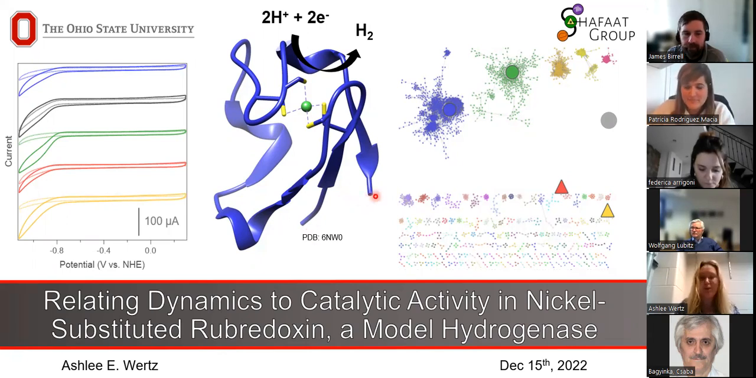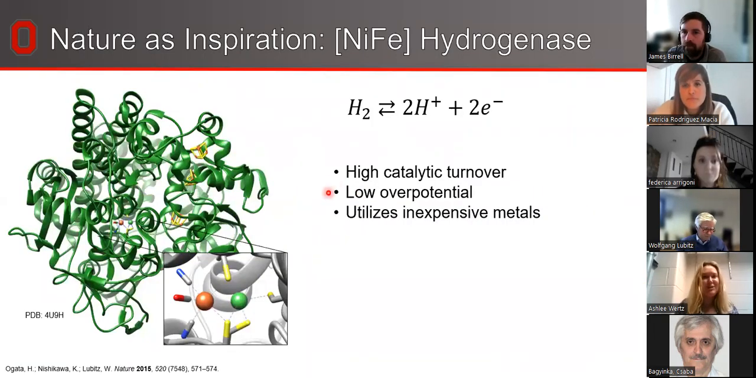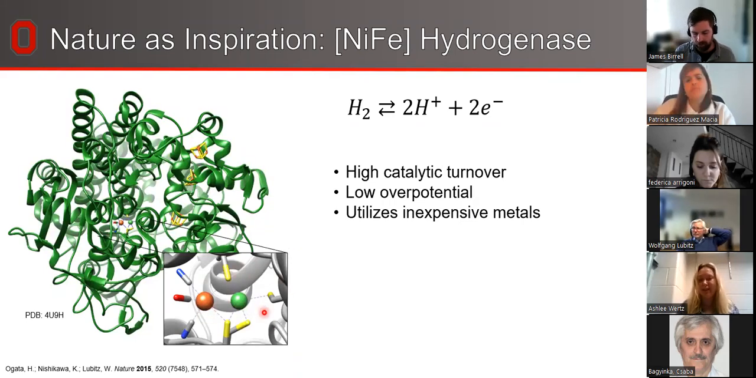Today I'm going to be telling you about some work we've been doing with nickel-substituted rubredoxin variants as model hydrogenases. I know I don't need to tell this audience too much about nickel-iron hydrogenase, but just briefly, nickel-iron hydrogenase is a large heterobimetallic enzyme with both nickel and iron in the active site, where nickel is the redox active metal that can oxidize hydrogen to protons and electrons, and it can also do the reverse reaction, converting protons into hydrogen gas. It does this with very high catalytic turnover. It operates essentially at the thermodynamic potential, and it utilizes the inexpensive metals nickel and iron.